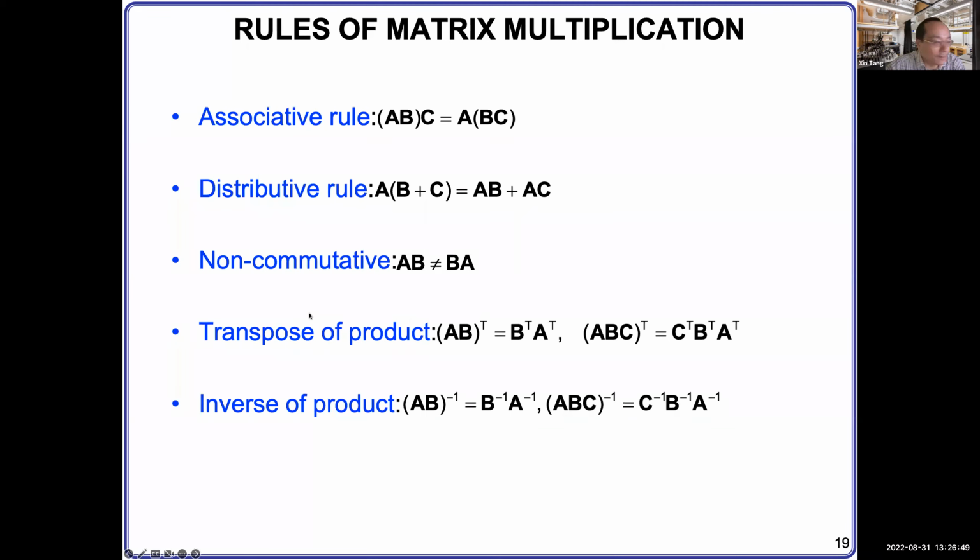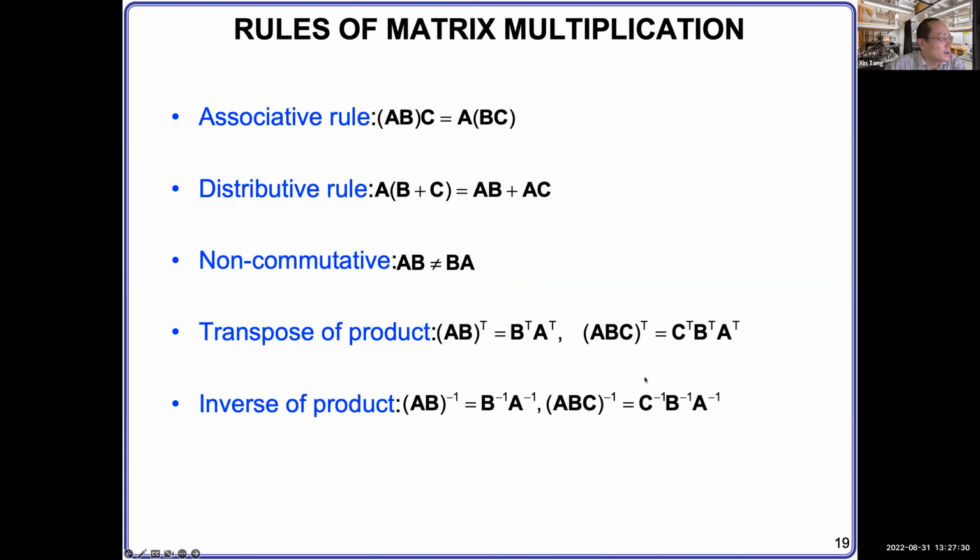Next, the two important rules are regarding transpose and inverse. If you transpose the multiplication of two matrices, the result equals the multiplication of the transposes in reversed order. So if A and B multiply together and then you take the transpose, it equals B transpose times A transpose. They reverse the order. If you have A, B, C multiplied together and then take the transpose, the final result equals C transpose, B transpose times A transpose.